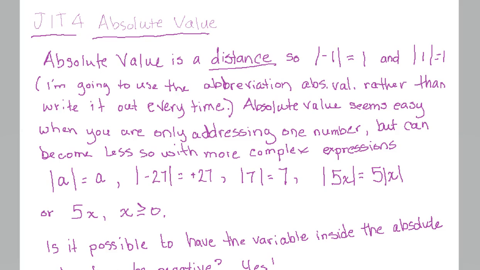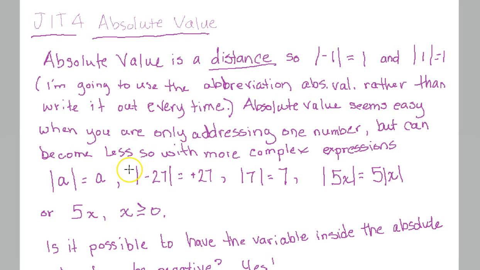I'm going to reiterate, absolute value is a distance. So -1 inside the absolute value bars is 1, and 1 inside the absolute value bars is 1, right? It's the same as if I go from Minneapolis to St. Paul, or from St. Paul to Minneapolis, I will have gone the same distance.